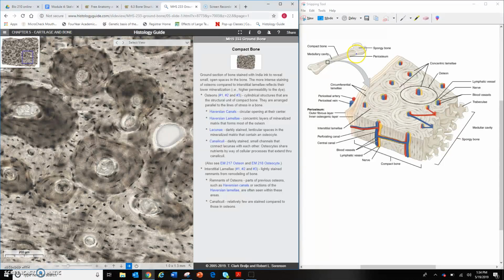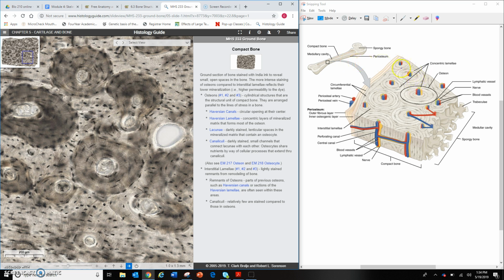And compact bone is kind of like the thick solid portion you see on the outer portion of the bone. This is what we typically think of when we think of bone. And this is the portion of bone that you're looking at when you look at a long bone, such as the femur in the leg or the humerus in the arm.